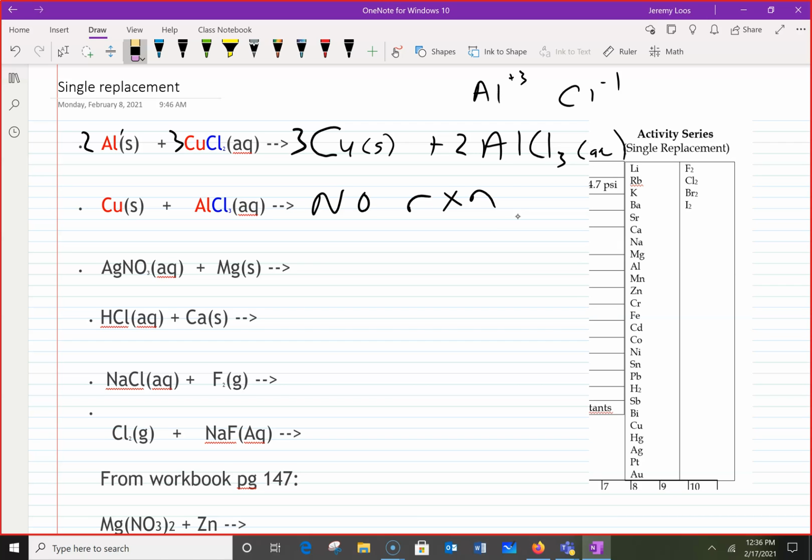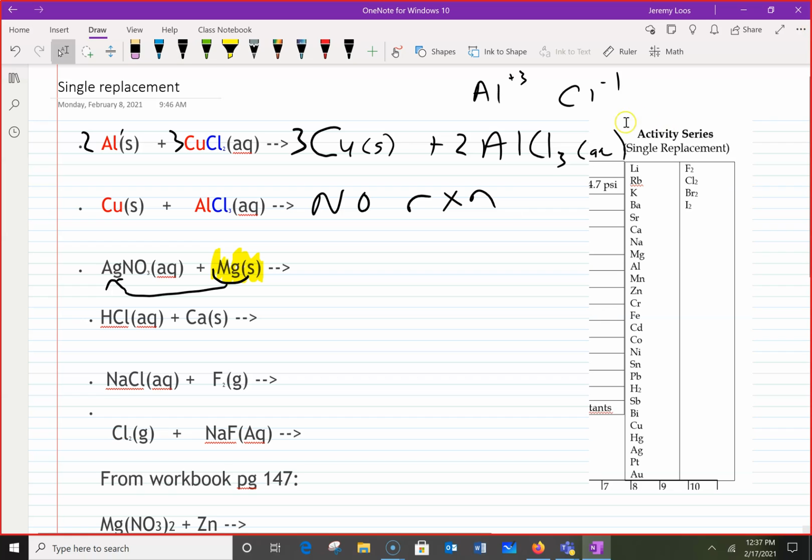So again, the first thing we ask ourselves is, is this a metal replacement or is it a non-metal? The way you can tell is the actual element by itself: is that a metal or non-metal? Magnesium is a metal. It's on the left side of the periodic table. Now, the question, again, doesn't matter whether it's the thing on the left or the thing on the right. The question is, where is this metal compared to this one that's in the compound? That's what matters. And so the question is, is magnesium above silver?